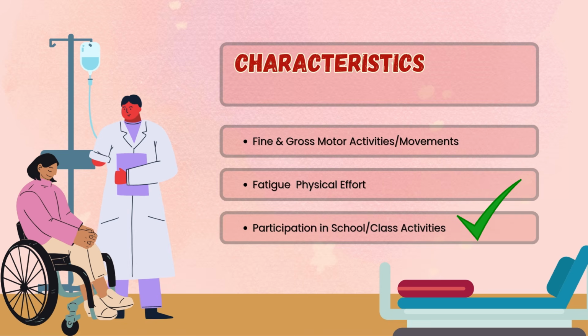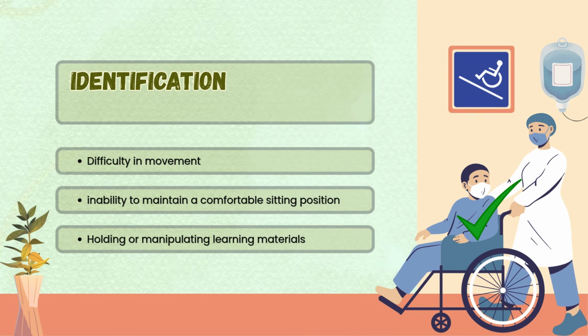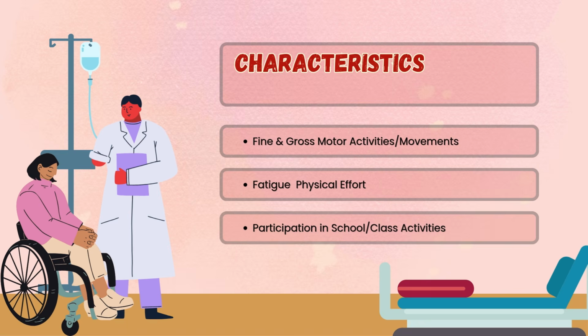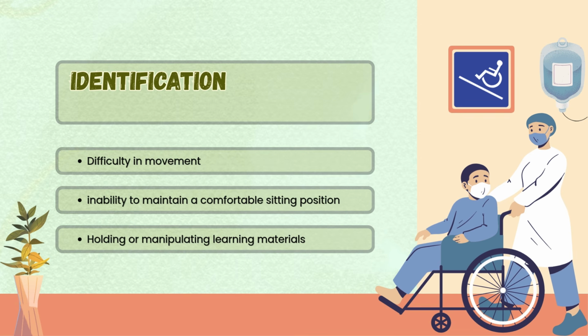Participation in classroom and school activities. The difficulty may extend beyond academic tasks to games, practical activities, field trips, assemblies, movement between classrooms, and other school activities. Now let us see, how can a teacher identify the students from the educational perspective?